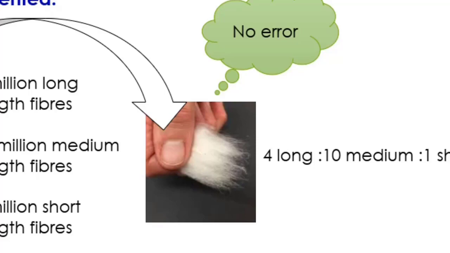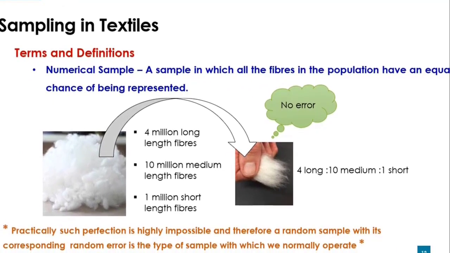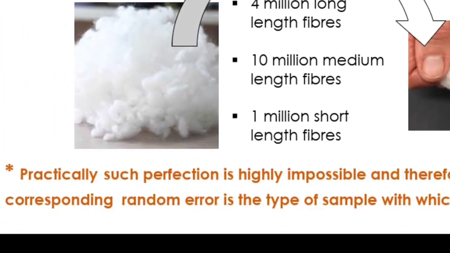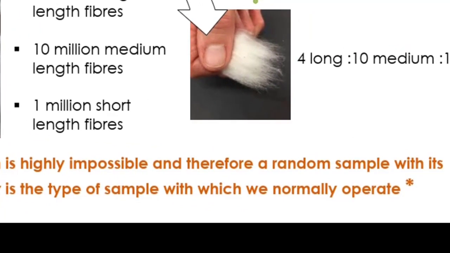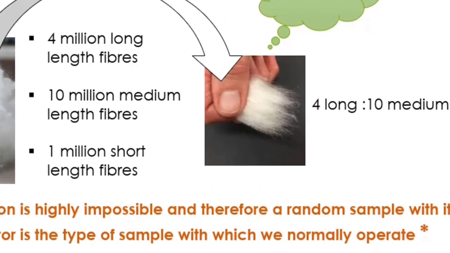Now, as per the definition, it is a sample in which all the fibers in the population have an equal chance of being represented. Now, this is the same as that of a random sample. But what is the main difference? As far as a random sample is concerned, since you are selecting the sample randomly, it may contain random error. But such error is not there in a numerical sample. A numerical sample will have zero error. Of course, practically such perfection is highly impossible, and therefore a random sample with its corresponding random error is the type of sample which we have to normally accept or operate with.